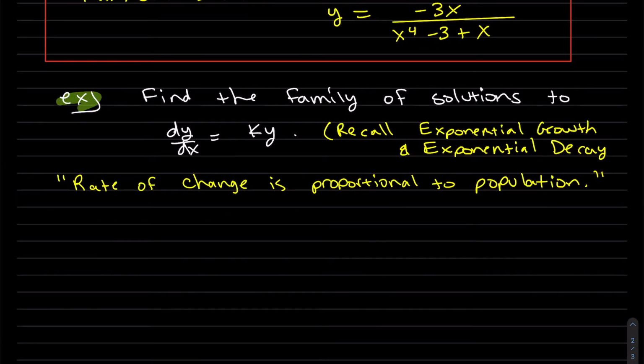Here's an example. We're going to find the family of solutions to dy/dx equals ky. If you recognize this, it's from the last section in chapter 1, the exponential growth and decay, where if k is positive, it's exponential growth, and if k is negative, it's exponential decay. And what we did was we translated the rate of change. The rate of change is proportional to population, which is y, so ky.